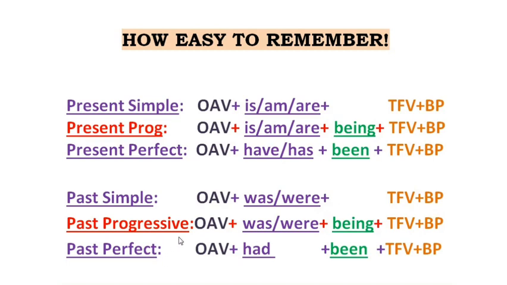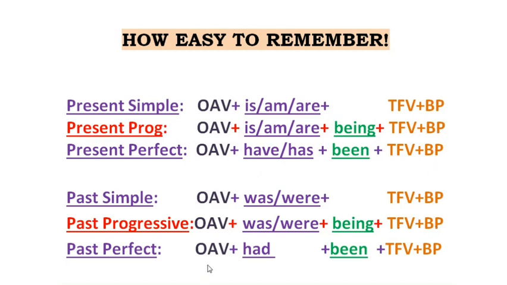In past progressive, first comes OAV, as in present progressive. In present progressive, second comes is, am or are; here, was or were. Third comes being. The same word being is used in past progressive. Last comes TFV plus BP, also in past progressive.